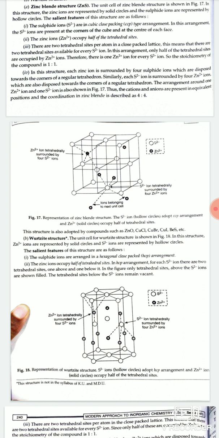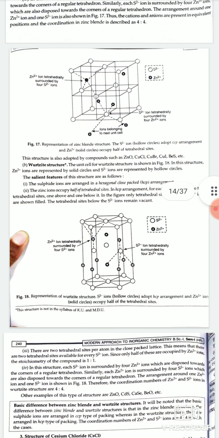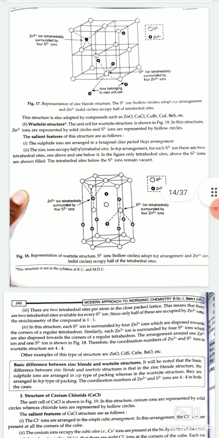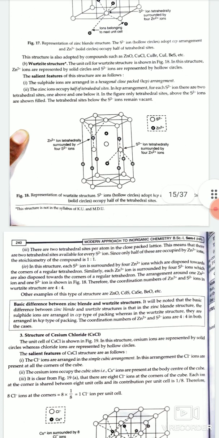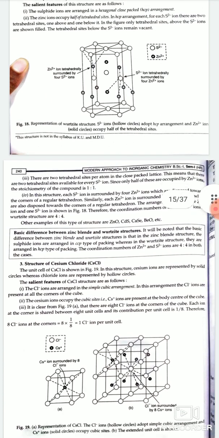In HCP arrangement, for each S2- ion, there are two tetrahedral sites, one above and one below it. In this figure, only tetrahedral sites above the S2- ions are shown filled. The tetrahedral sites below the S2- ions remain vacant.